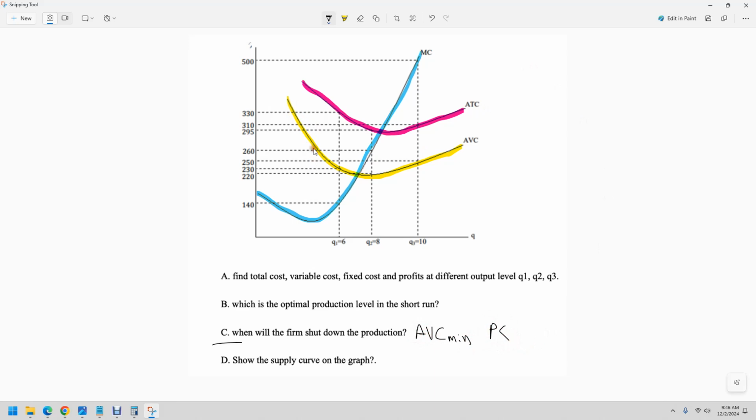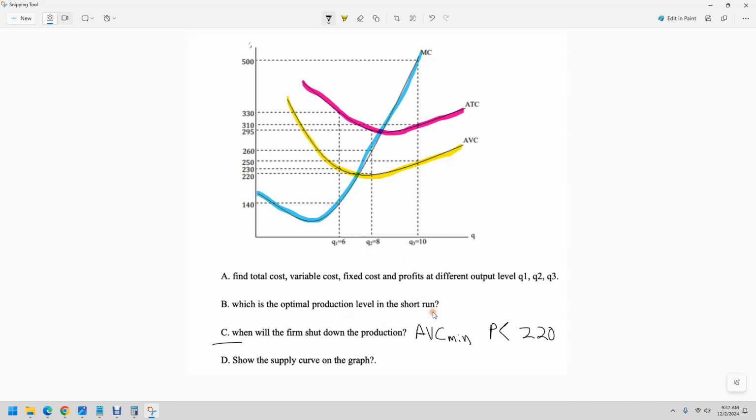So just find average variable cost. You're going to go to where its minimum is, and that is 220 takas. So any price that's lower than 220, we are going to shut down. Okay, so that's the answer to C.